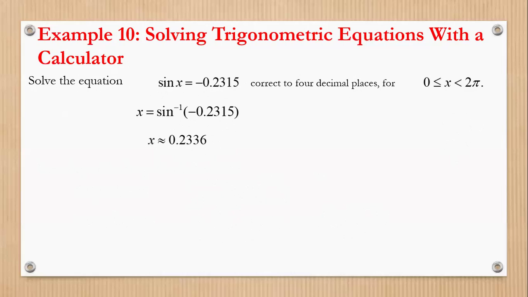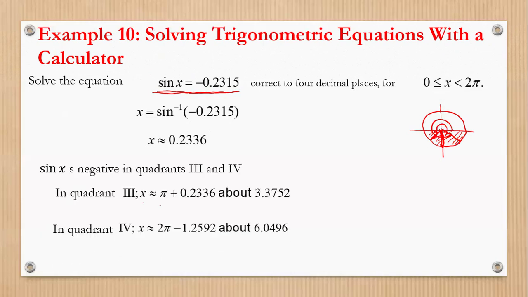But now let's see how many solutions we can have. Since the sine is a negative number, I know in the unit circle, sine is negative in the third and in the fourth quadrant. So I'm looking for an angle in the third and an angle in the fourth quadrant. To find an angle in the third quadrant, I need to add pi. For the fourth quadrant, I need to subtract the number from 2 pi.